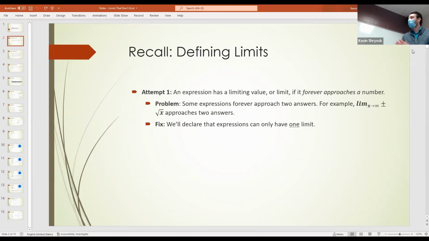So let's recall how we defined limits. We started off with an intuitive process, and then we started to make that more formal. So I started to get you comfortable with that idea in Unit 1. And keep in mind, this is not just something that we're doing in this class. This is something that we do in life in general.